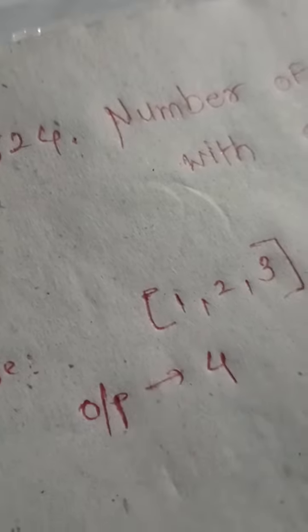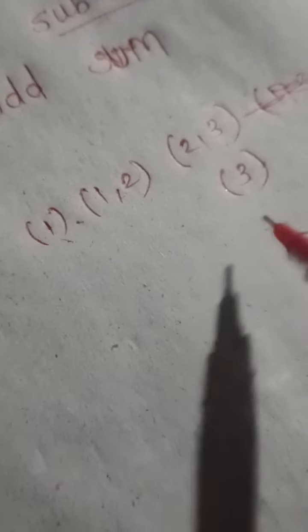We are given 1, 2, 3 as the input array and the output is 4. How? The sub-arrays are 1, then 1, 2, then 1, 2, 3, then 2, 3, and only 3, correct? So these are the 4 sub-arrays whose sum is odd. 1 is already odd, 1 plus 2 is 3, which is odd, 2 plus 3 is 5, which is odd, and 3 itself is odd. So this is the output.